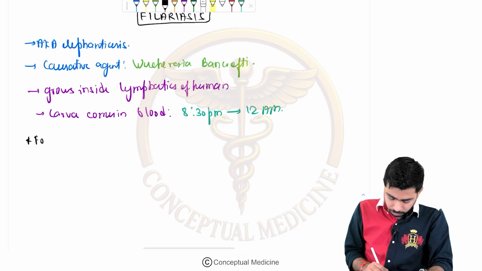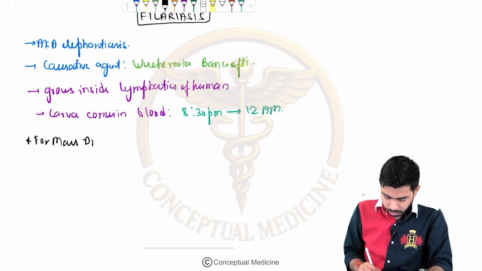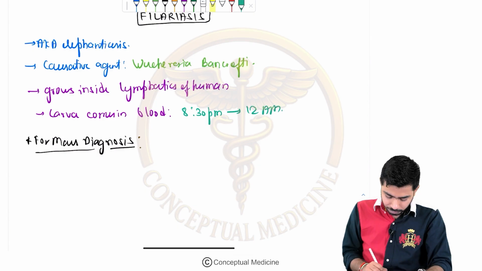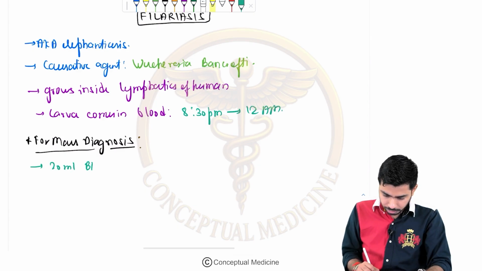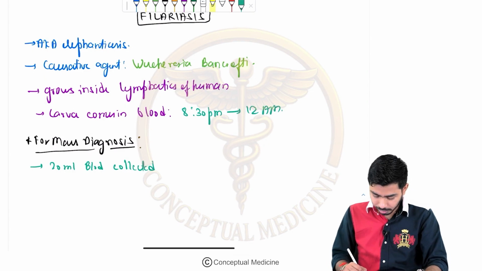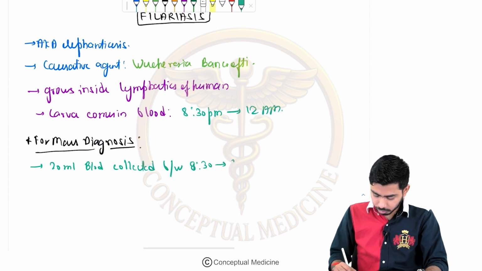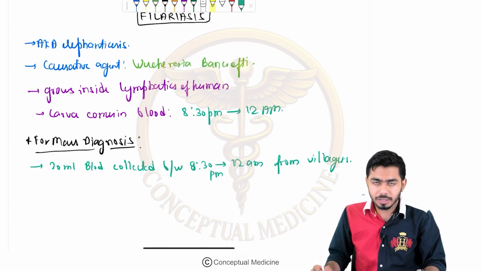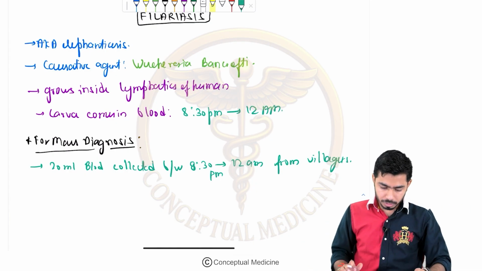For mass diagnosis of filariasis, we are collecting the blood of the person. We collect 20 ml of blood between 8:30 p.m. and 12 a.m. from the villagers, so that we come to know the filariasis incidence in that particular area.